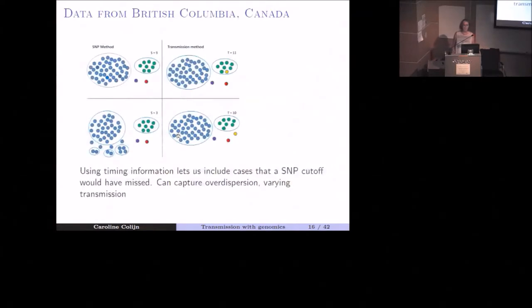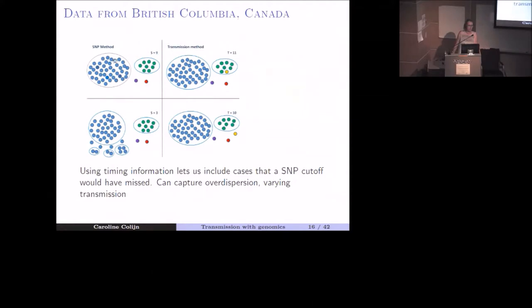Okay, here's some data from here in BC from my wonderful collaborator, Jen Gardy, who you heard from a minute ago. And we just compare our SNP cutoff method to our transmission method. Each little dot is a case, and the circles around them are the clusters that we get if we use our SNP cutoff with 9 SNPs as the cutoff, and our transmission method with 11 intermediate transmissions as the cutoff. And what you can see, you know, it's a little bit reassuring. You can actually get pretty much the same clustering between these two.